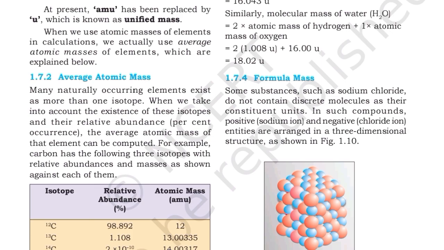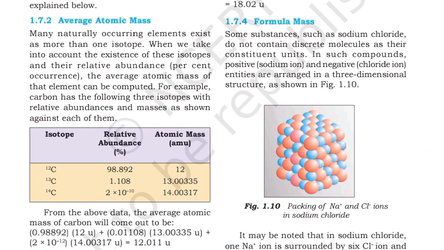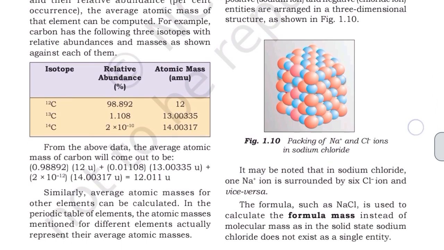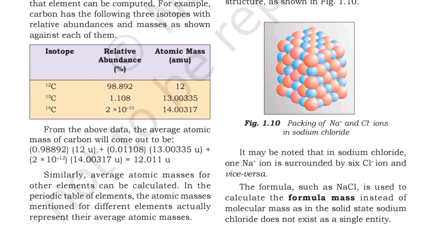When we use atomic masses of elements in calculations, we actually use average atomic masses of elements, which are explained below. Average atomic mass. Many naturally occurring elements exist as more than one isotope. When we take into account the existence of these isotopes and their relative abundance, percent occurrence, the average atomic mass of that element can be computed. For example, carbon has the following 3 isotopes with relative abundances, and masses are shown against each of them. C-12, 98.892, atomic mass 12.